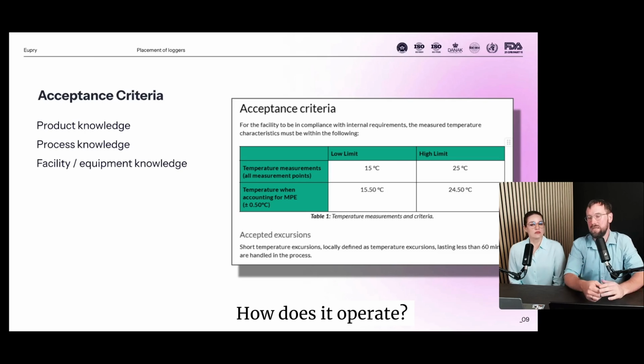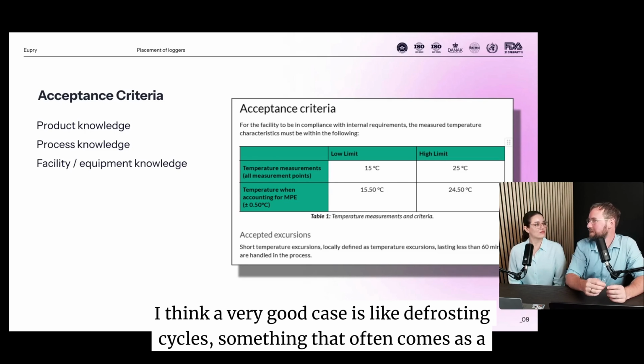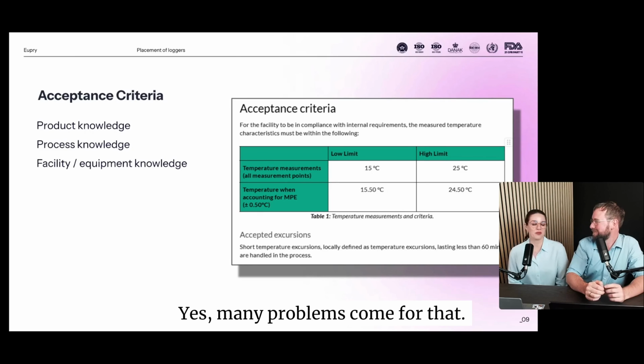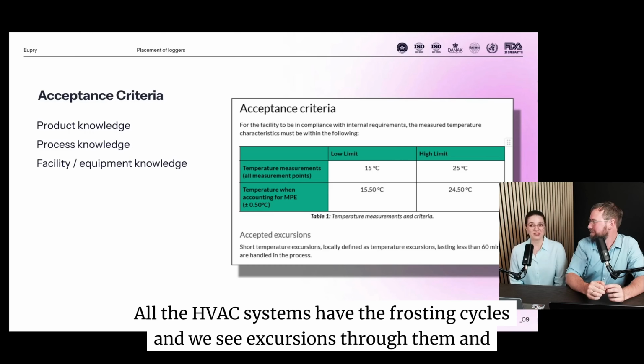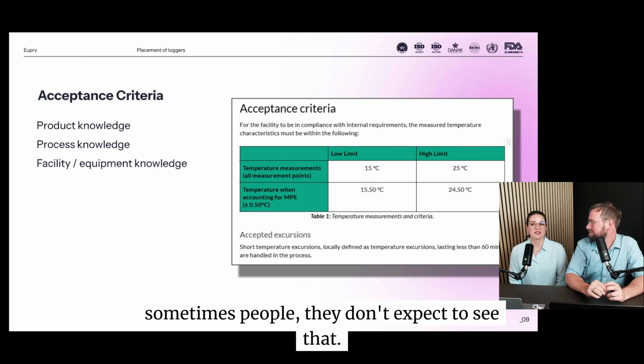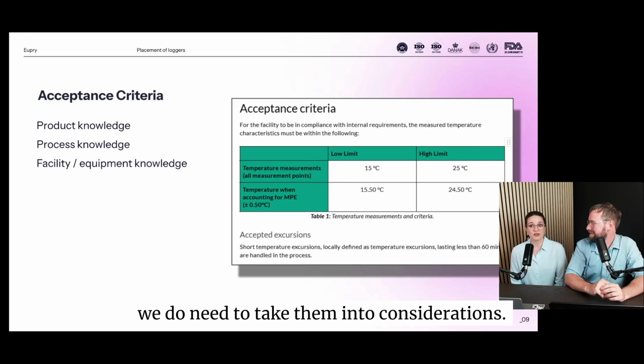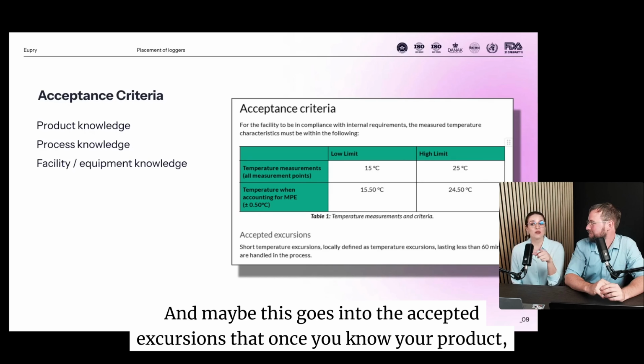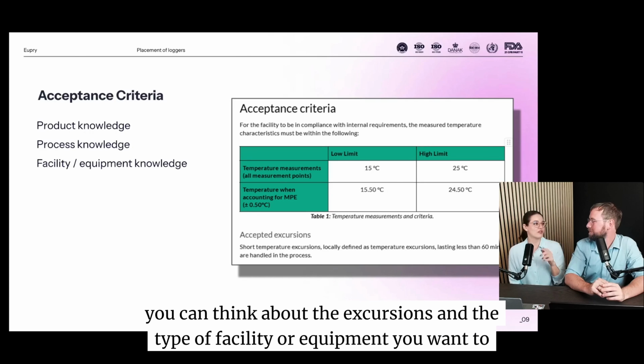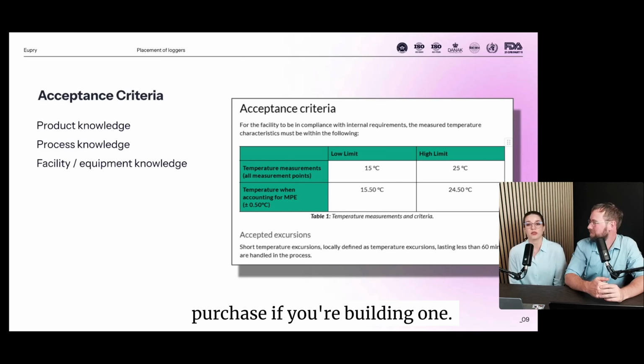How does it operate? I think a very good case is defrosting cycles, something that often comes as a surprise. Yes, many problems come from that. All the HVAC systems have defrosting cycles, and then we see excursions through them, and sometimes people don't expect to see that. So we do need to take them into consideration. And maybe this goes into the accepted excursions, that once you know your product, you can think about the excursions and the type of facility or equipment you want to purchase if you're building one.